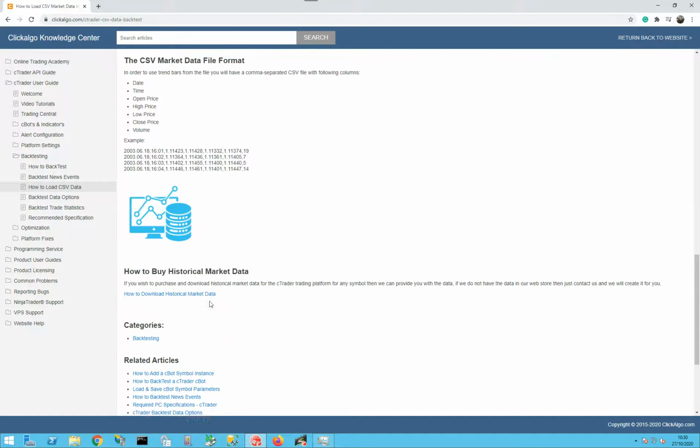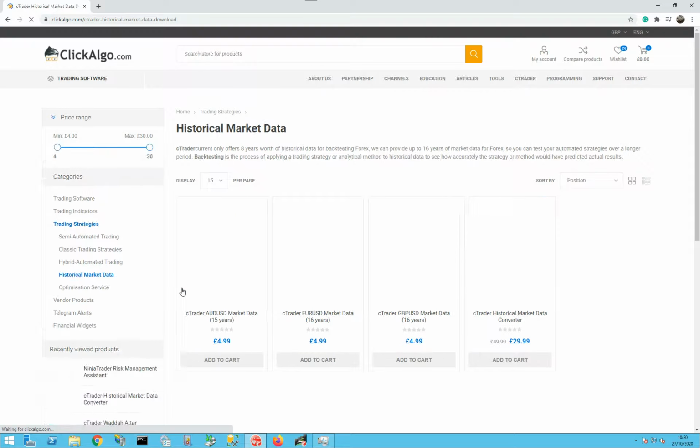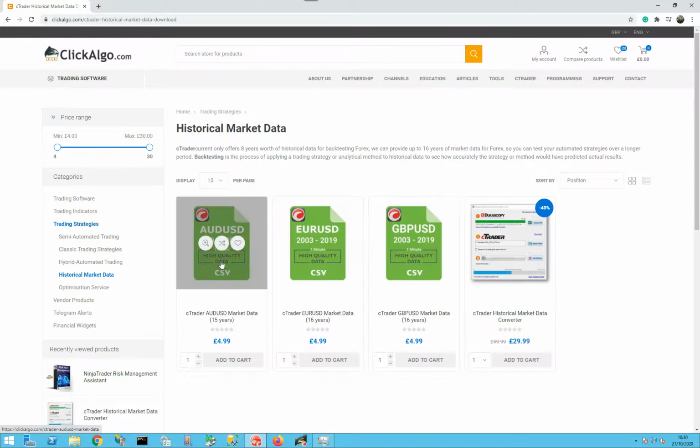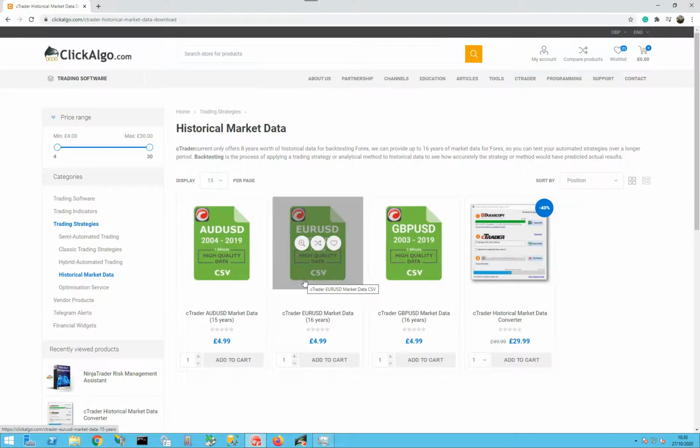It goes into detail, but also you can see how to backtest using cTrader. No, we don't want that one. This is the one I want. So we sell historical market data. Now we have a tool that allows you to convert data that you can get for free into a format to be used for cTrader. These are just some samples that you can load, and they've got 15 years and 16 years, which is an extra 6 or 7 years above what cTrader offer.